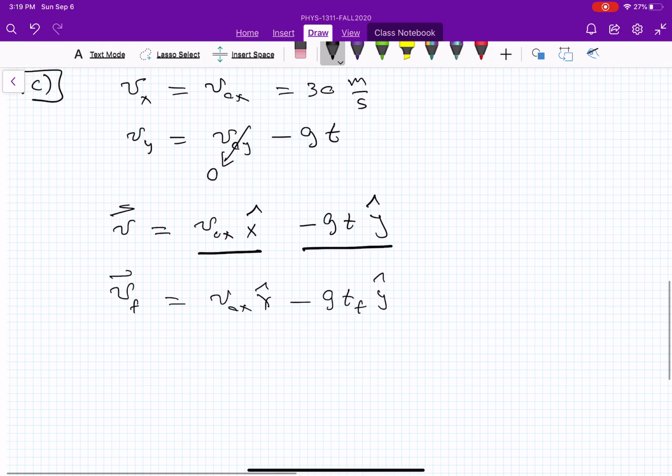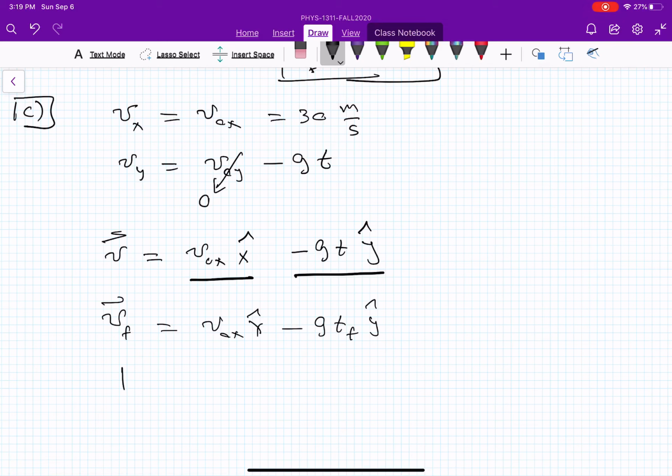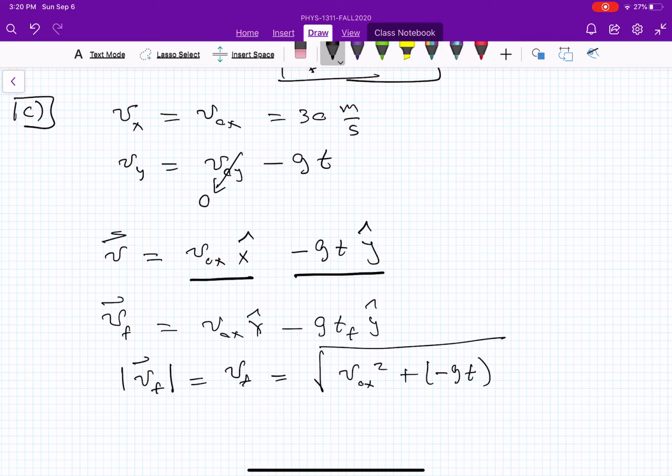And so now if I want the magnitude, VF, which we can just write without the vector symbol, that's the square root of V0x squared plus minus gt quantity squared. So this minus sign is going to get squared and is going to go away. Notice that this gets longer and longer as time increases because the vertical component of the velocity begins as 0 and is increasing as time goes on.